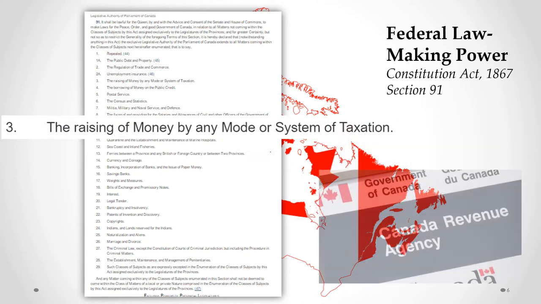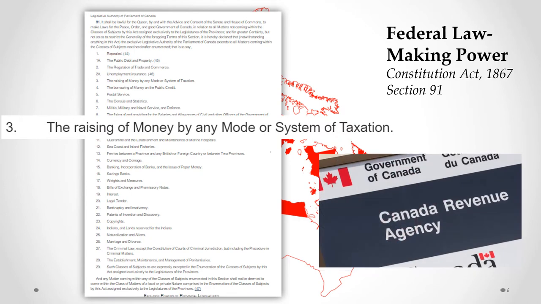Section 91(3) gives the federal parliament the ability to impose taxes. So the federal government in Canada imposes all kinds of different taxes, including personal income tax, corporate income tax, and a number of different consumption taxes, including the GST and HST. And taxes are administered and collected by a federal government agency called Canada Revenue Agency, or CRA for short.